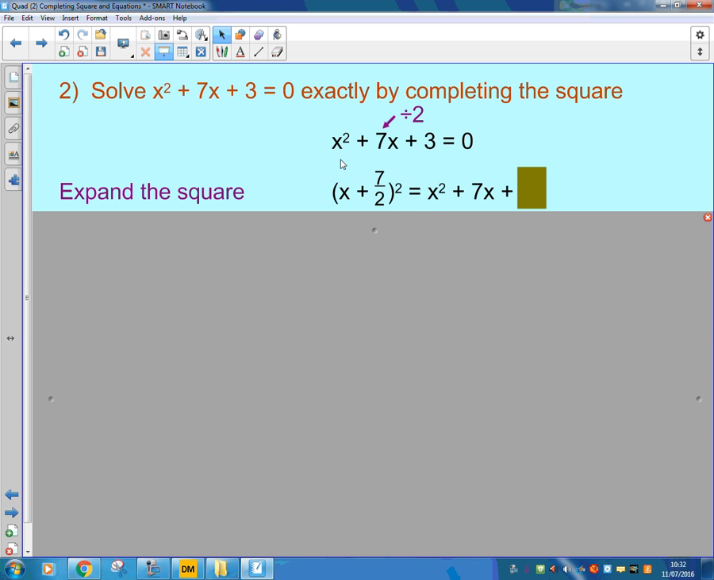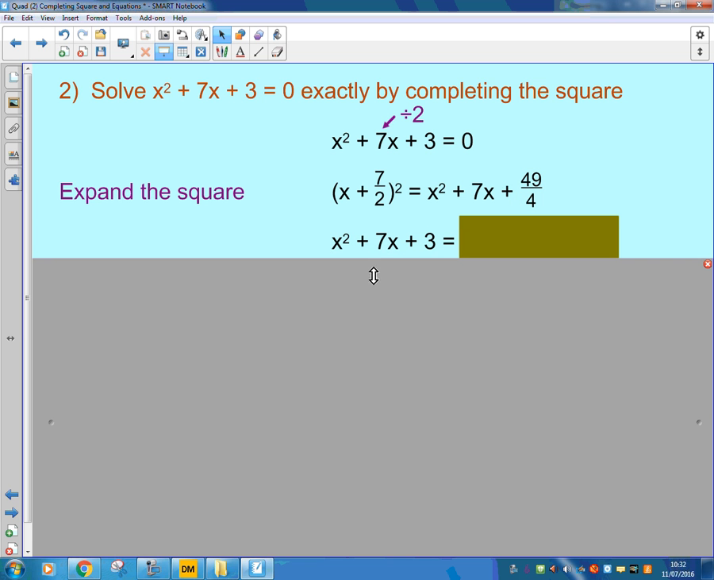Let's try expanding it. x plus a all squared is x squared plus 2ax plus a squared. So you're going to get x squared plus 2 lots of 7 over 2x. Well, 2 lots of 7 over 2 is 7x. So that does come to x squared plus 7x. All we need to find is the last bit. Well, 7 over 2 times itself is 49 over 4. The square of each bit. So x squared plus 7x plus 3 is equal to x plus 7 over 2 all squared.